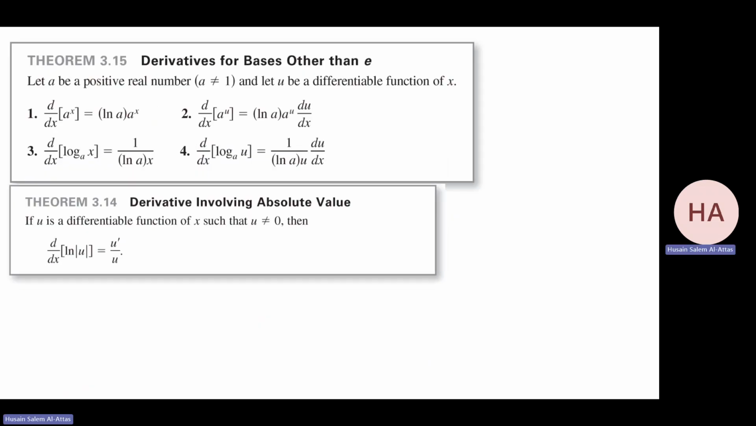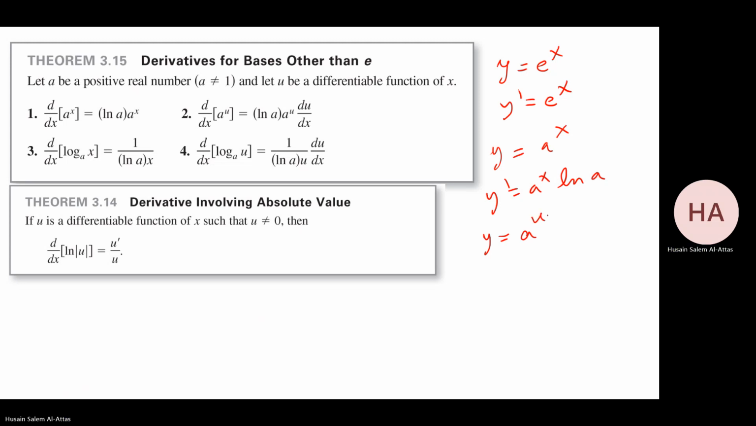Also in this section, they talk about derivatives for bases other than e. We know that if y equals e to the power x, y prime is e to the power x. Now if I have a to the power x, what will be y prime? a to the power x times ln a. And if I have a to the power u as a chain rule, what will be y prime? a to the power u ln a, don't forget, times u prime.